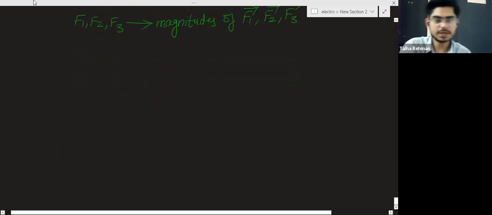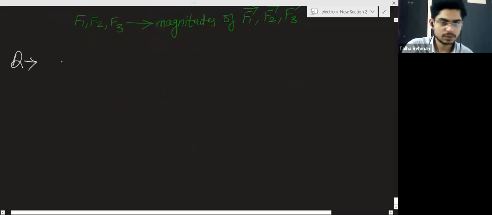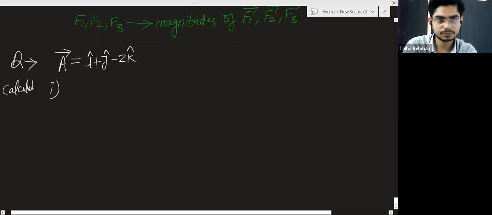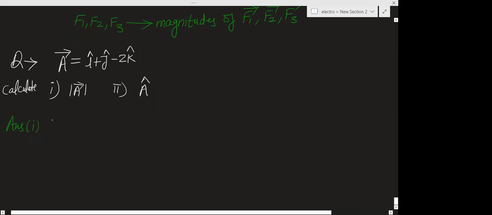Okay, good. So we have one question here. Suppose there is a vector A and its components are written in this form: i cap plus j cap minus 2 k cap, and we have to calculate first this thing, and second this thing. So I have told you: calculate the magnitude of A and the unit vector.